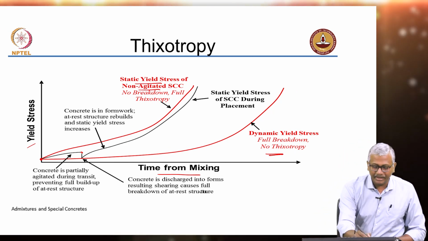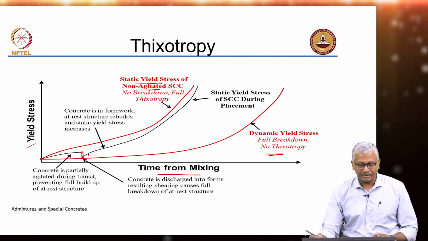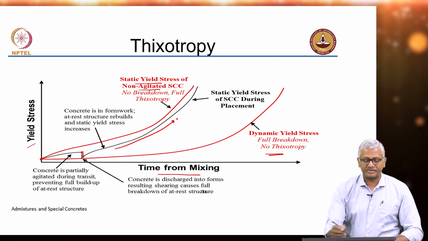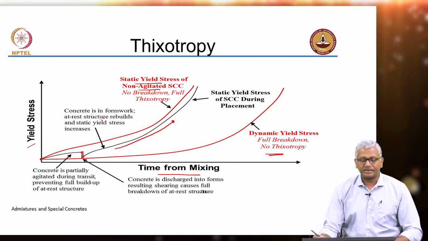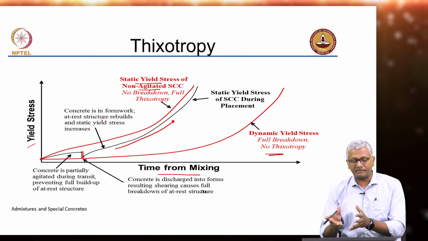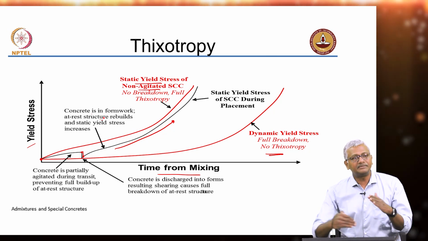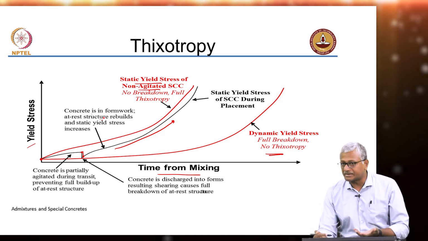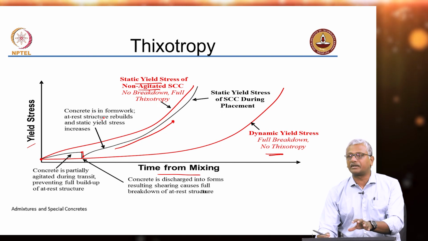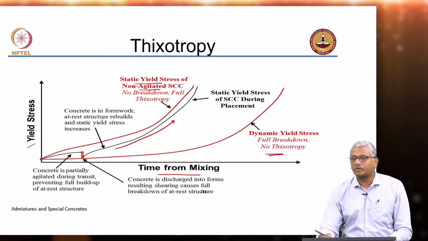So, in this case, you are again reducing your shear stress to a level equivalent to your dynamic yield stress, right. After it gets placed into your formwork, the stress basically builds up. Concrete is in formwork, at rest the structure rebuilds, and the static yield stress continuously increases. Okay. So, your actual behavior is between the static yield stress of SCC that is not agitated and the dynamic yield stress when it is continuously agitated at a high rate. Okay. So, again, very practical implications of understanding your basic rheological parameters as to how they control your entire system.